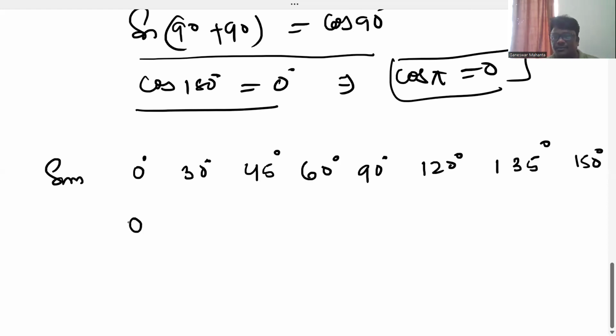Sine 0 degrees is 0. Sine 30 is 1 by 2. Sine 45 is 1 by root 2. Sine 60 is root 3 by 2. Sine 90 is 1. Then for 120, that is cos 30 degrees. What is the cos 30? That is root 3 by 2.